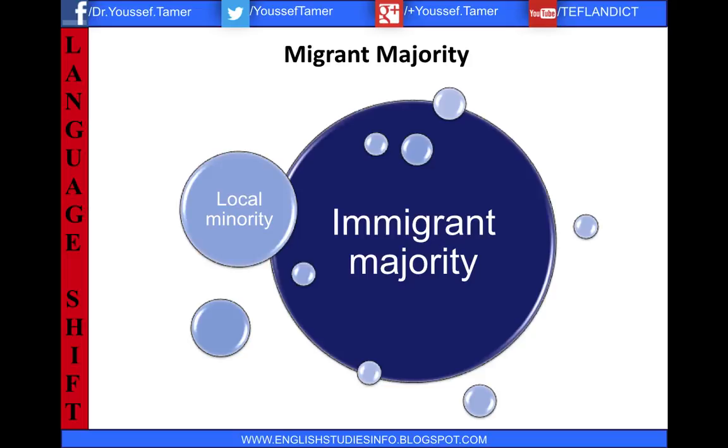We have situations that are different from ours. In Morocco, when we were colonized by the French, demographically speaking, we were still the majority. That's a different situation there. So this is the next scenario here.